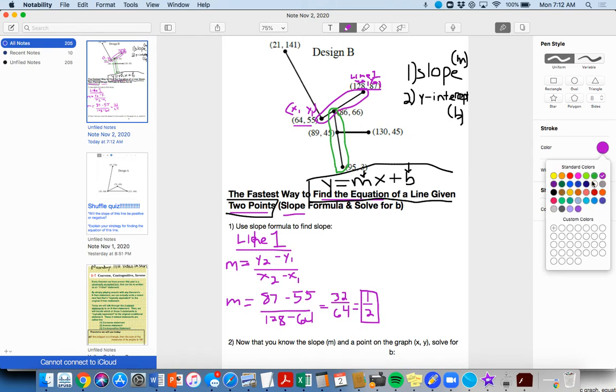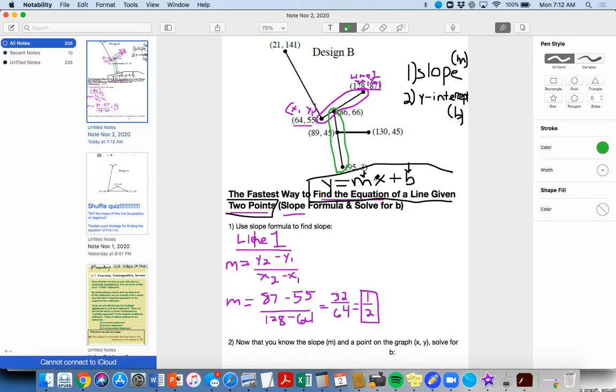Let's get the slope of the other line, line 2, in green here. We notice that this line is actually decreasing from left to right. So we anticipate that the slope of this line is going to be negative.